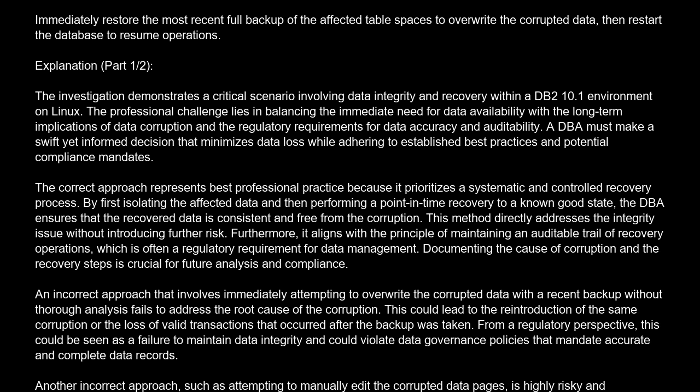An incorrect approach that involves immediately attempting to overwrite the corrupted data with a recent backup without thorough analysis fails to address the root cause of the corruption. This could lead to the reintroduction of the same corruption or the loss of valid transactions that occurred after the backup was taken. From a regulatory perspective, this could be seen as a failure to maintain data integrity and could violate data governance policies that mandate accurate and complete data records.